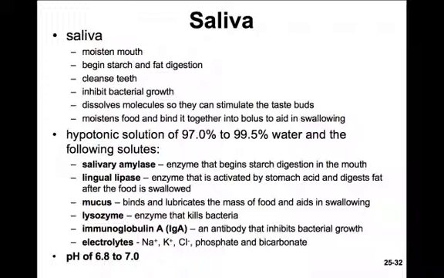We'll also find mucus in the saliva, which aids in binding the bolus of food together. Lysozyme is an enzyme that kills bacteria. Also, there's an antibody that inhibits bacterial growth called immunoglobulin A, or IgA. And the saliva will also contain electrolytes: sodium, potassium, chloride, phosphate, and bicarbonate.